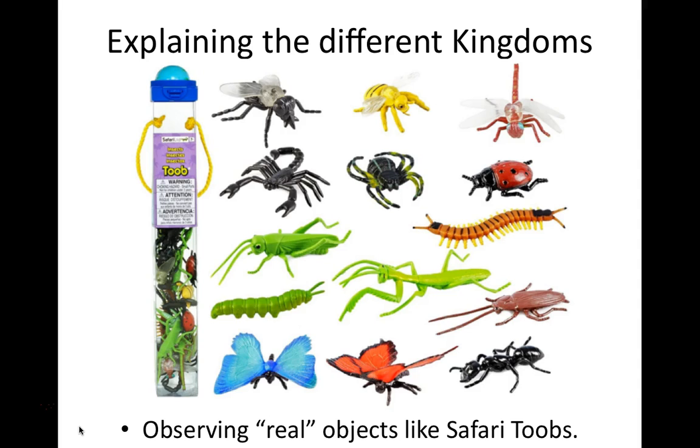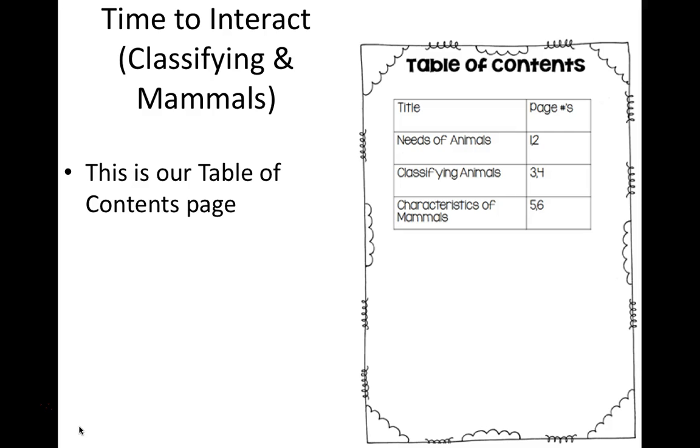We've already held on to these objects, passed them around. I just wanted you to take a visual look at them again. And like I said, you can have this in your Chromebook as a reference. It's time to interact. This is going to be the table of contents that you'll be putting into your notebook. You're going to cut and paste it into your notebook.